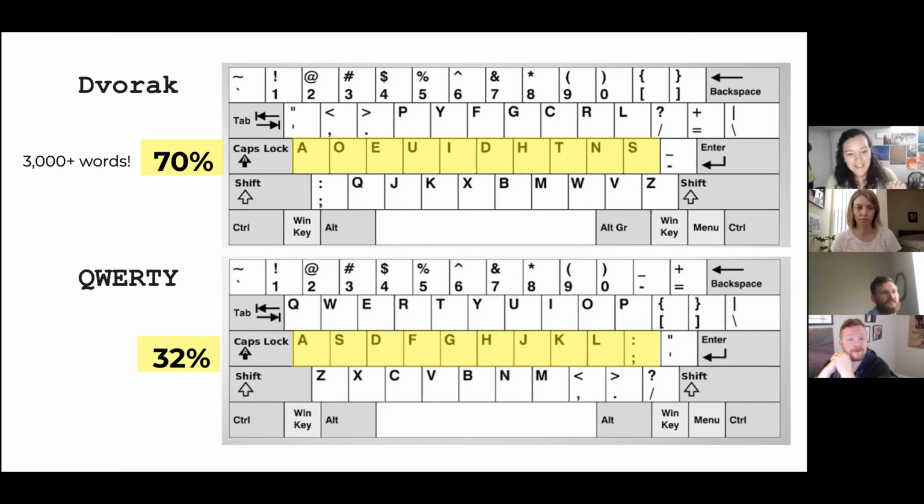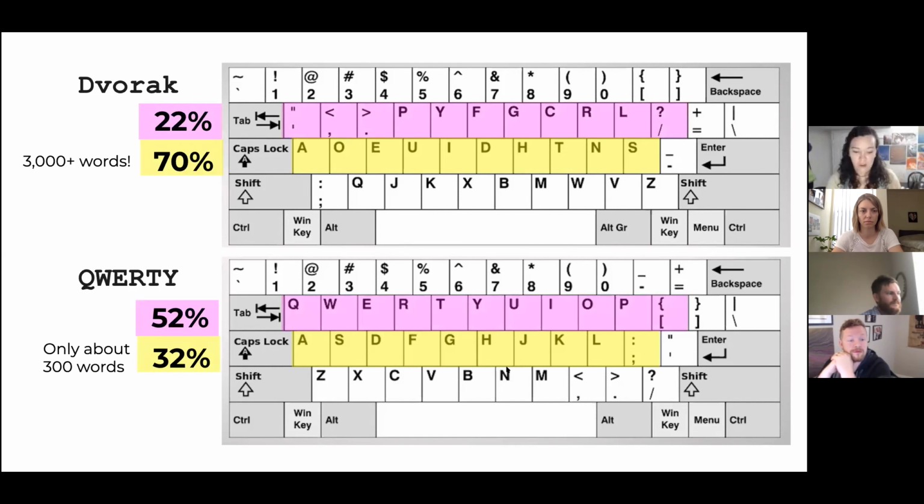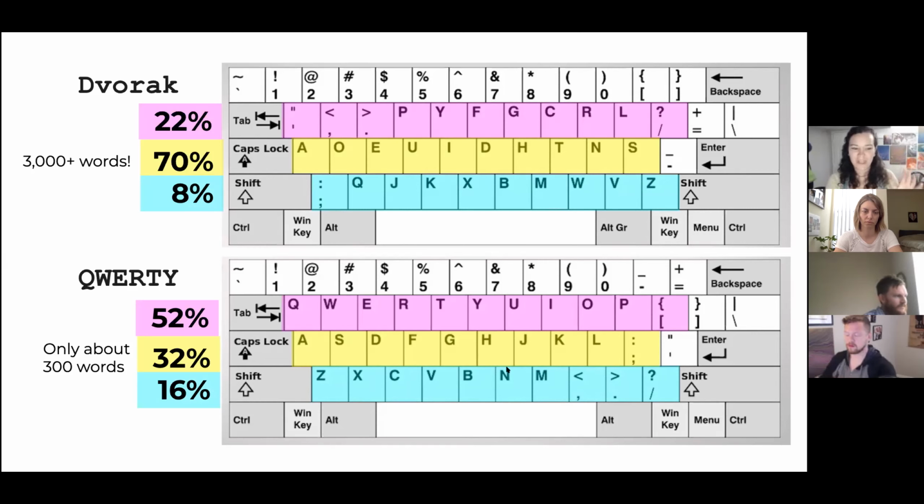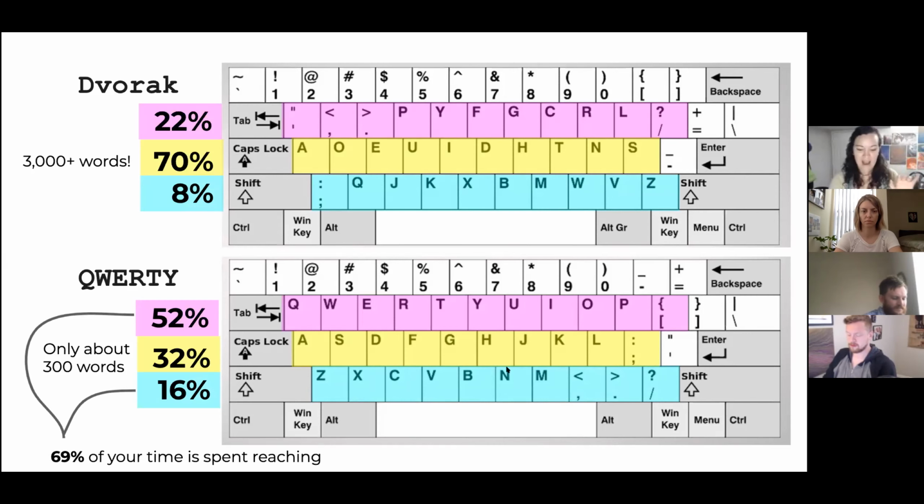With QWERTY, because there's only the A on the home row, you can only type about 300 words without moving your hands. The top row is easier for your fingers to reach up. With QWERTY, you spend more than 50% of your time reaching up to the top row, whereas with Dvorak, it's only 22%. The bottom row is the hardest place to reach down. So Dvorak did his best to make that the least used row, and only 8% of typing with Dvorak is on the bottom row. So looking at QWERTY, this means that 69% of your time is spent reaching for letters outside of the scope of your hand.